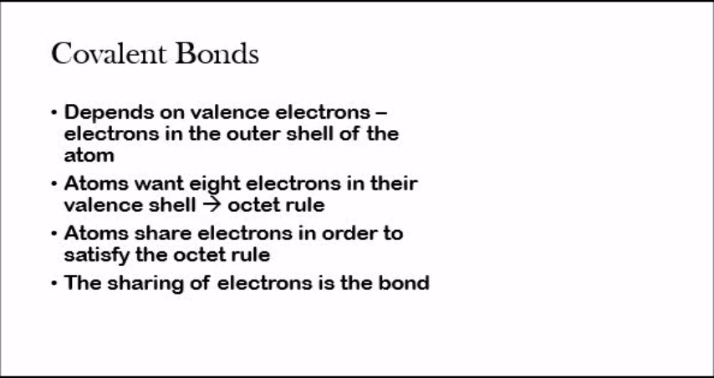So let me go ahead and demonstrate that with fluorine. Let's say we have one fluorine atom right here, and fluorine has 7 valence electrons.